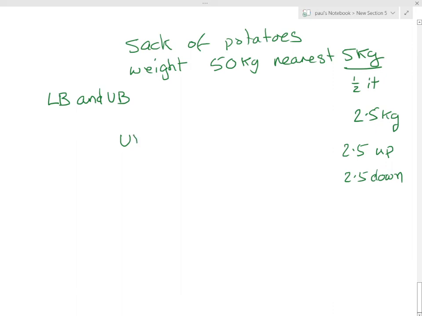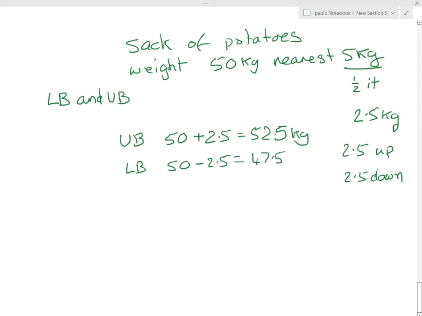So the upper bound is going to be our 50 kilo bag plus 2.5, which equals 52.5 kilograms. And the lower bound is going to be the 50 minus 2.5, which is 47.5 kilograms. Okay, so that's upper and lower bounds. You may have to work out the upper bound of one item and the lower bound of two and compare.